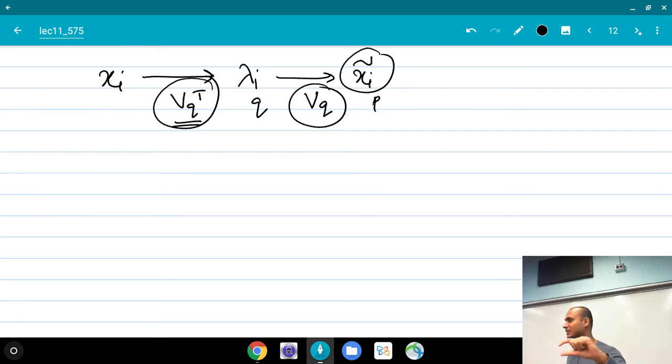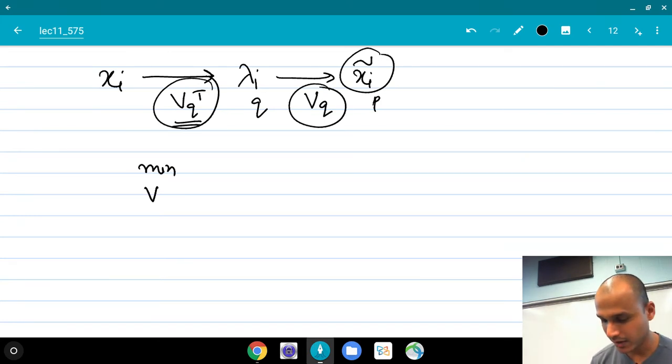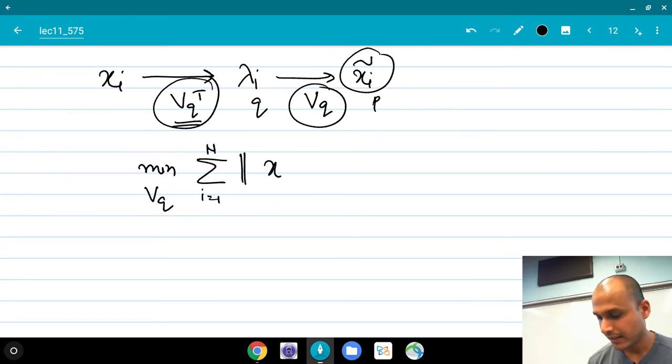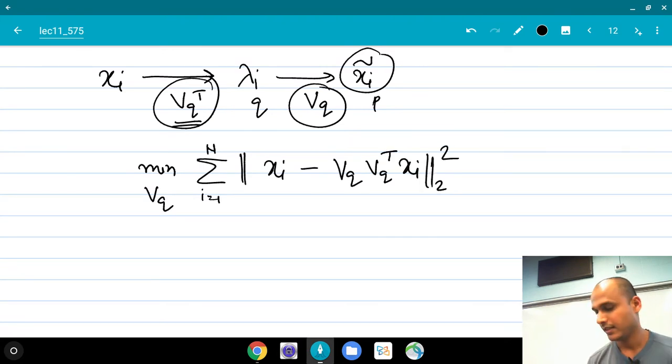Okay, because I had P numbers, I compress them into Q numbers, and again I'm coming back to P numbers. There is some loss in numbers, right? So that kind of tells me what the criteria is. I want to find a VQ, minimize over VQ, such that over all my data points simultaneously, I minimize the reconstruction error, Xi minus X tilde i. X tilde i is nothing but VQ of lambda i, and lambda is nothing but VQ transpose of Xi. Okay, and let's say distance squared for simplicity.